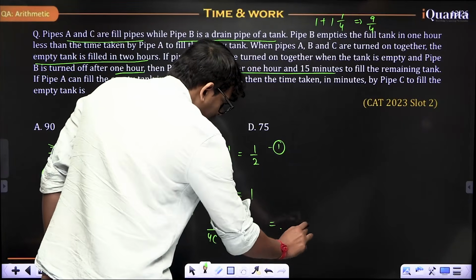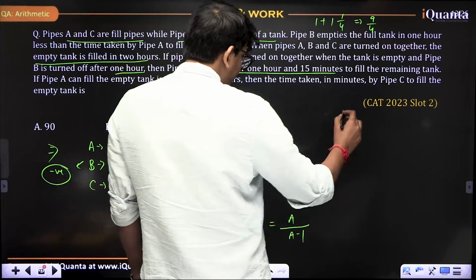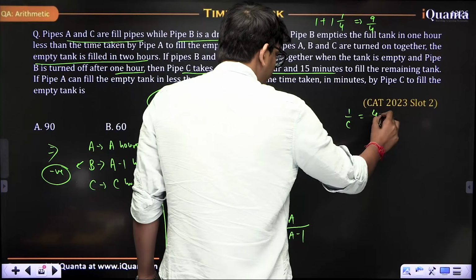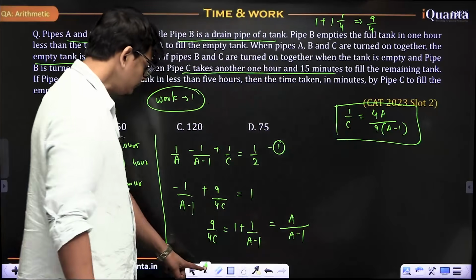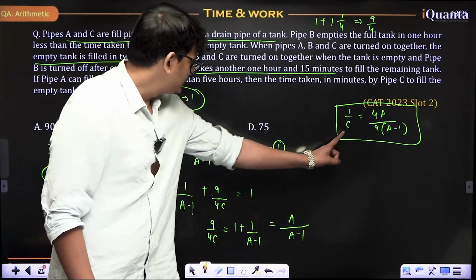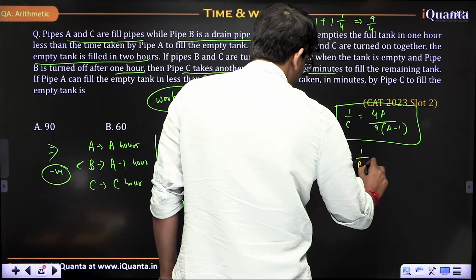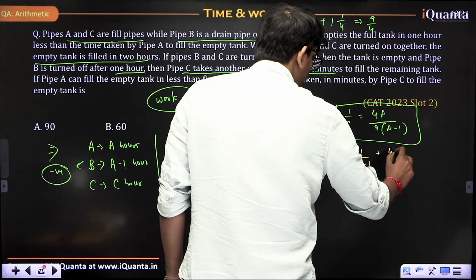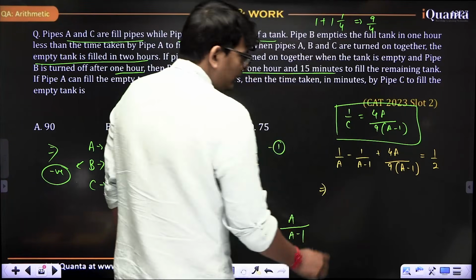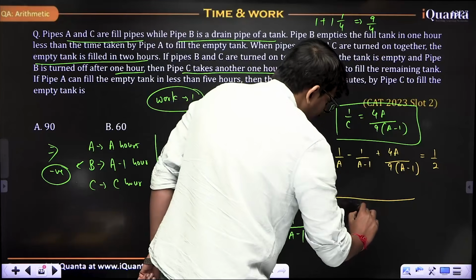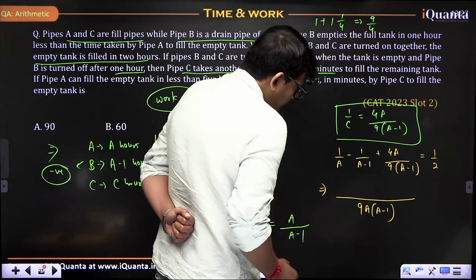If you simplify this, A minus 1 plus 1, you will be getting A. So you can say 1 by C is equal to 4A upon 9 into A minus 1. Okay, you got this. Now, you can put this here. So 1 upon A minus 1 plus 4A upon 9 into A minus 1 is equal to 1 by 2. Now let's take the LCM, guys. LCM is 9A into A minus 1.